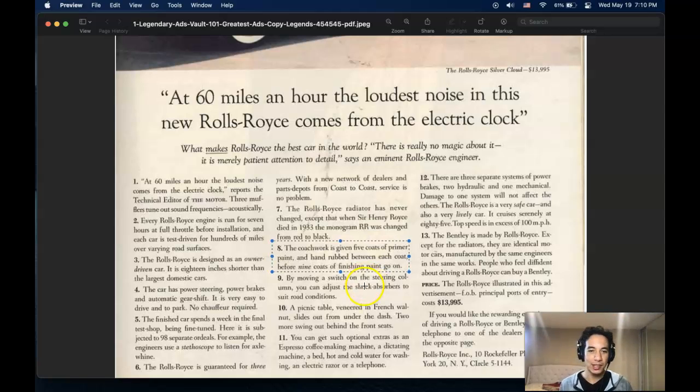All right, let's keep going. By moving a switch, you can adjust the shock absorbers. All right, I'm guessing the roads weren't as paved and were pretty bumpy. Picnic table, huh?